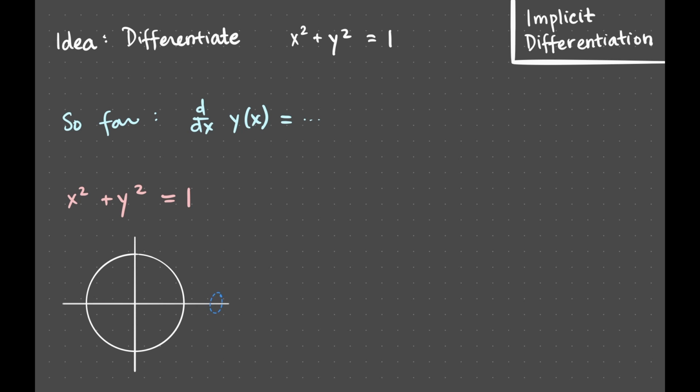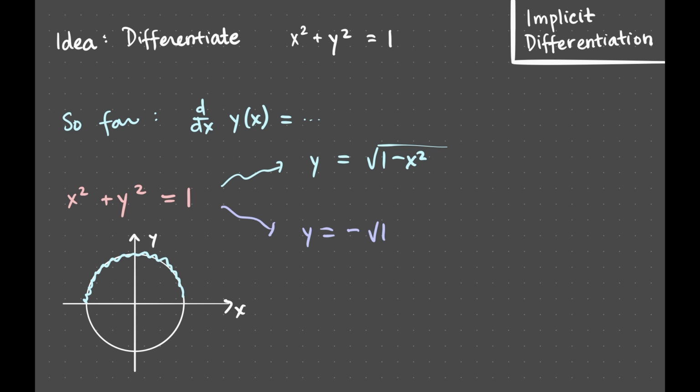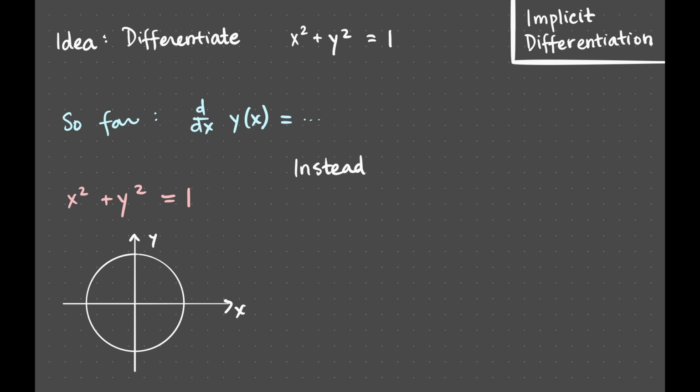Because this curve does not pass the vertical line test, it's in fact impossible to solve for y explicitly as a function of x. The best we can do is solve for y in terms of x above the x-axis, for example, or below the x-axis, thereby obtaining two different functions, each of which we could compute the derivative of separately. It would be better if we could omit this process of solving for the myriad expressions we could get when solving for y of x, and instead just differentiate the implicit equation x squared plus y squared equals 1 directly. Implicit differentiation allows us to do this.